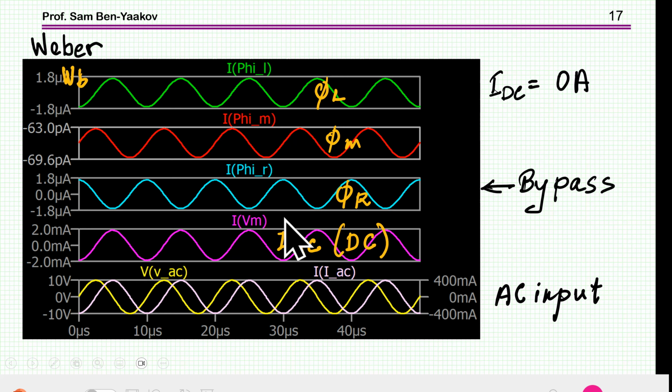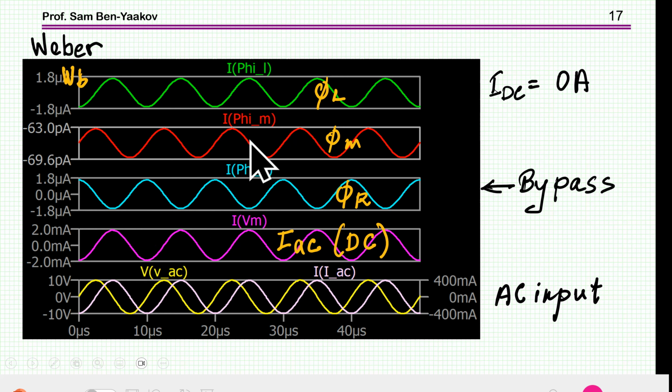And here are simulation results for the case of zero DC current, zero bias. What I'm showing here is the input voltage to the AC winding, that is into the inductor. In fact, we have the voltage, we have the current, and the current, of course, is lagging after the voltage. We now also see here the fluxes, and let's start with the flux of the left side, which is the side on which the AC winding is wound. So we have here a flux of 1.8 microweber. This is in Weber. And the right side, which is a bypass, has just about the same flux.